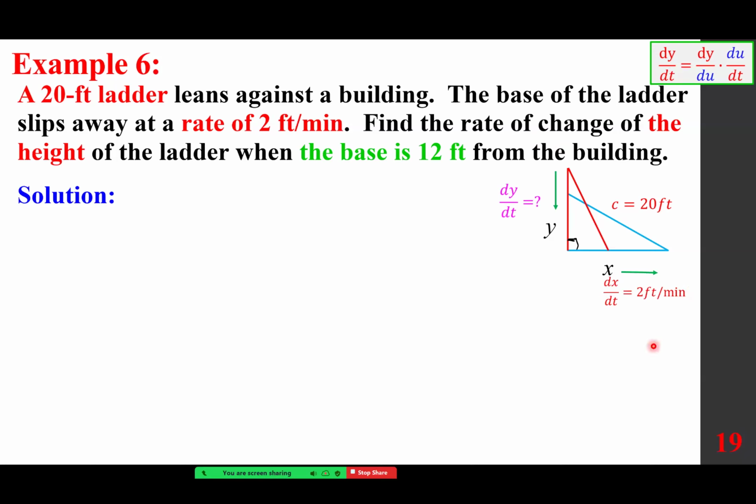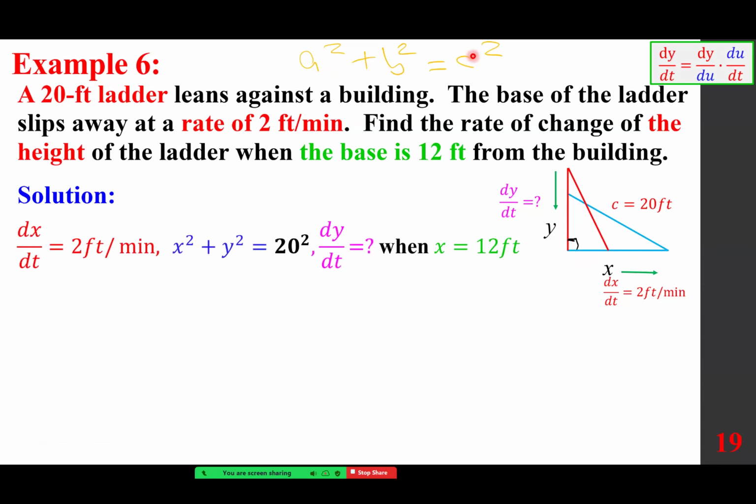So dx dt is 2 feet per minute. Dy dt is missing. We want to find it at the moment the base is 12 feet. What is the base? X. Now, what else should we add? We know, according to the Pythagorean theorem, a squared plus b squared equals c squared. A and b are the two legs of the right triangle. C is the hypotenuse. So x squared plus y squared is 20 squared. Of course, 20 squared, everybody knows it's 400, but I just wanted to write down 20 squared to begin with.